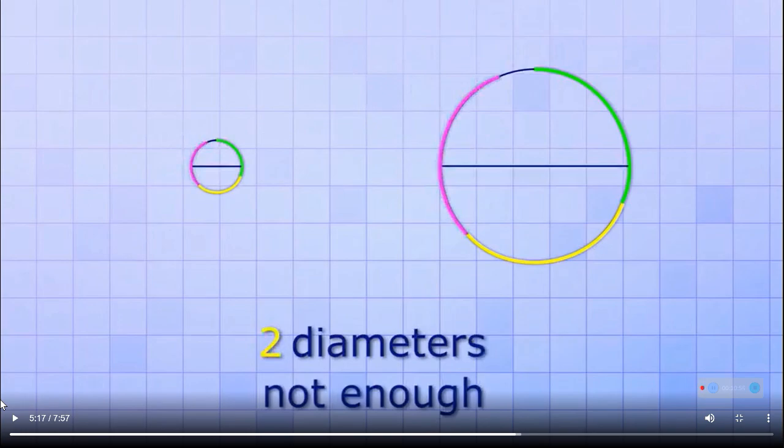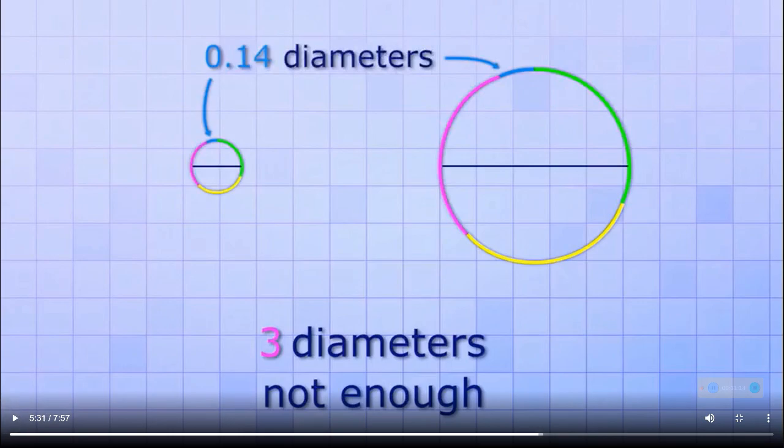It takes 3 point, how many? So close! 3 diameters is almost enough, but it looks like we're going to need just a little bit more to form a full circumference. That little bit more turns out to be about 0.14 diameters. That's where it comes from. No matter how big or small, it's 3.14 diameters around the circle.